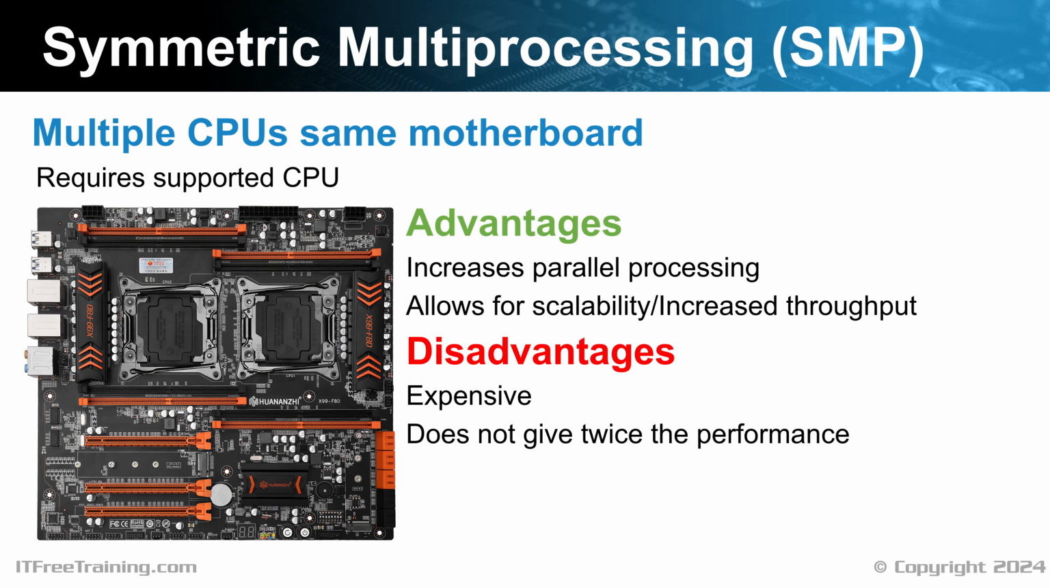Having multiple CPUs also makes the I/O on the motherboard more complicated. With modern CPUs, the memory controller is inside the CPU. You can see on this motherboard that both CPUs have memory that's connected directly to it. This makes sense since the memory controller is in the CPU.